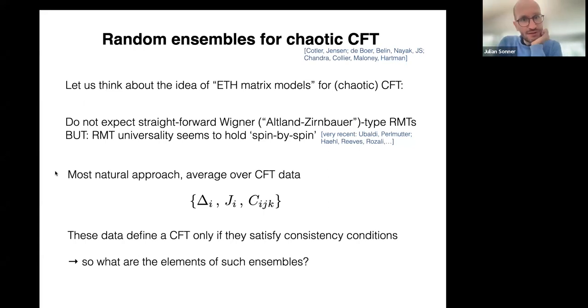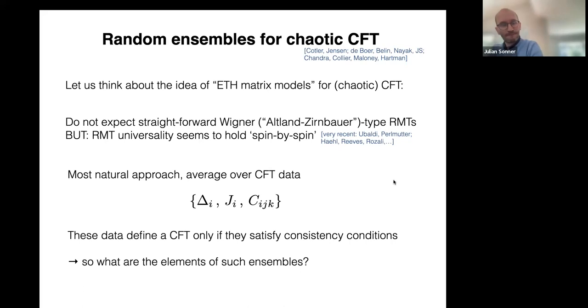So let us think about the idea of developing such an ETH matrix model for chaotic conformal field theories. One might say you don't expect this sort of straightforward Wigner universality, which in modern parlance is called Altland-Zirnbauer universality, that you have for many-body quantum systems for things like conformally invariant field theories. The reason is simply that there are too many local constraints that come from those symmetries to be able to just define the symmetry classes like this.